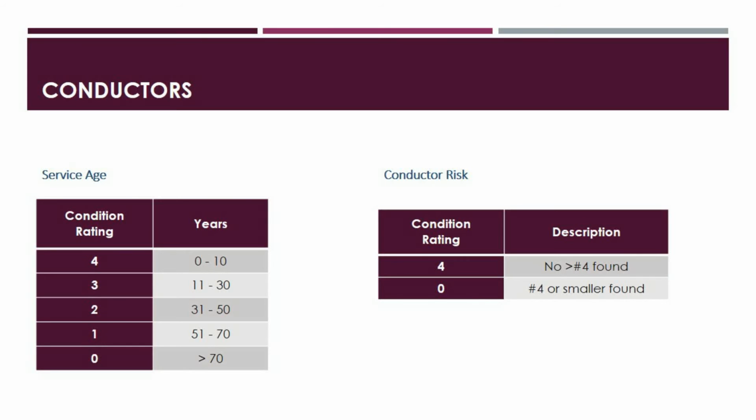Now, as for the conductor risk, we would only have two choices, which is the rating of 4 and the rating of 0, where the rating of 4 means all of the conductors are above the conductor size of number 4. And if any sizes that are lower than number 4 are found, then we will assign a conductor rating of 0.